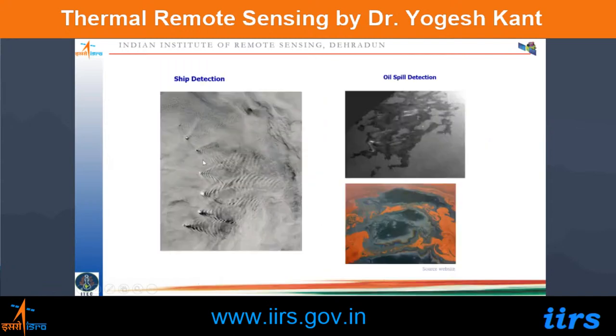Of course, the ship detection. So how the ships or the oil spills, as I said, I have given some examples. These are some of the pictorial examples from environmental modeling. So different gases, for example, there is a forest fire.